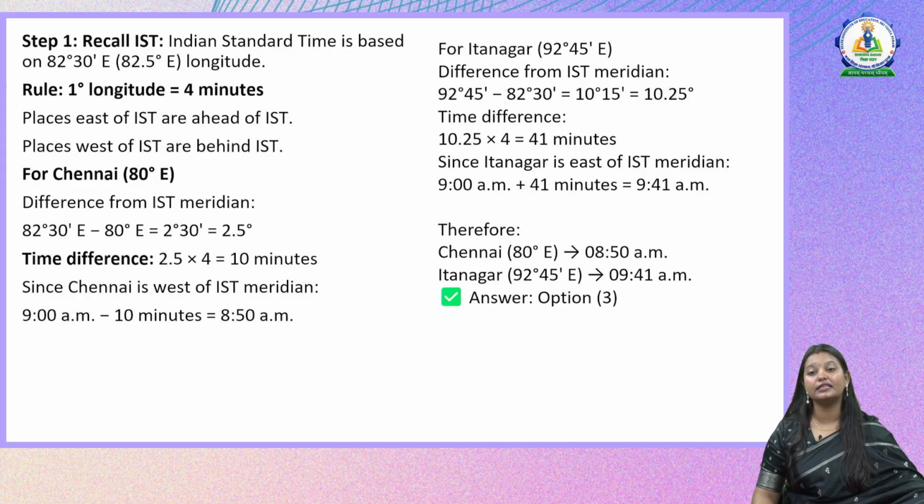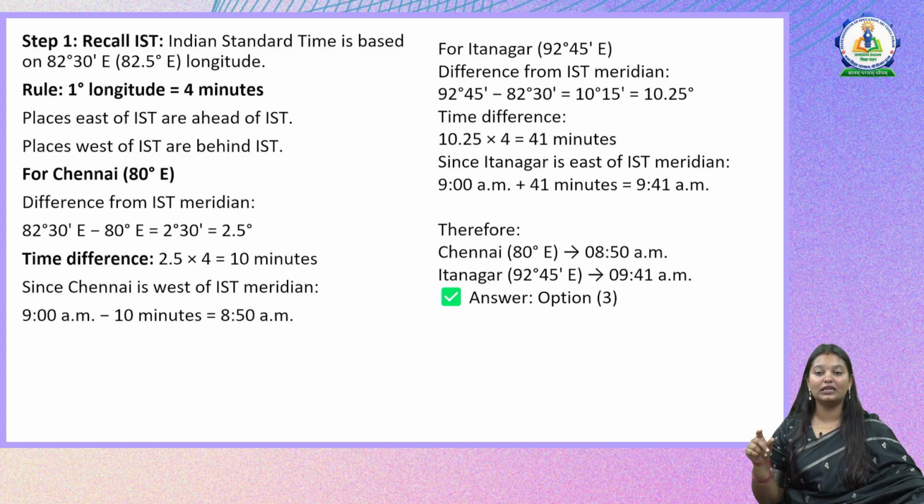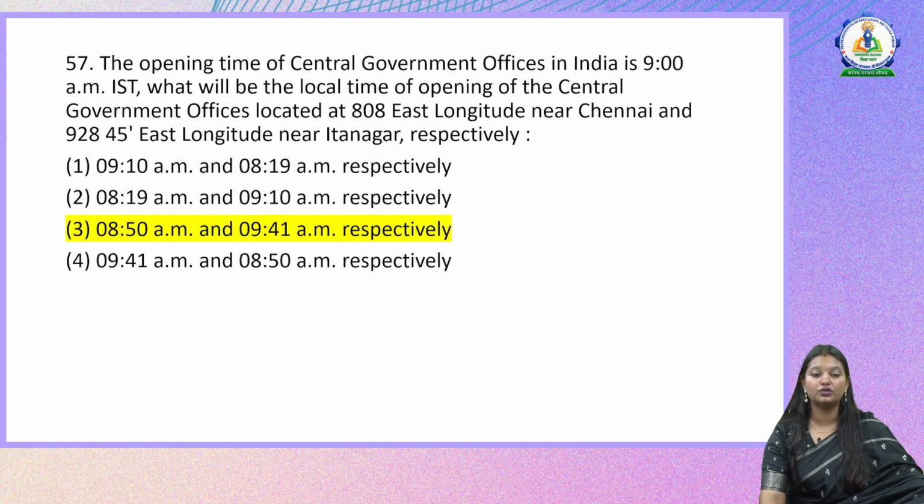For Itanagar, it is 92 degrees 45 minutes east. Difference from IST meridian, we will subtract this and we will come to the number 10 degrees and 15 minutes, that is 10.25. So to calculate the time difference, we will multiply 10.25 into 4, that is 41 minutes. And since Itanagar is in the east of IST meridian, we will add this time to 9 am, which is 9:41 am. Therefore, Chennai will be at 8:50 am and Itanagar 9:41 am. So the correct option here will be option 3.